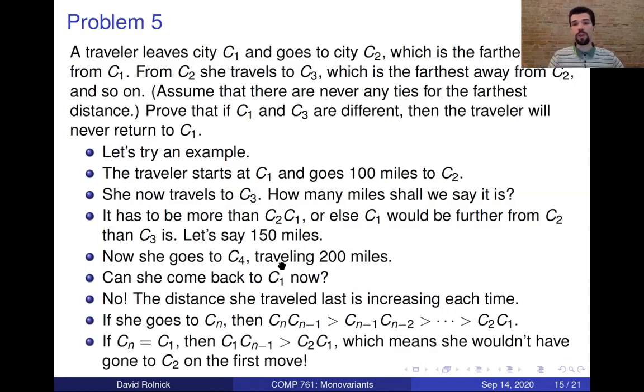But if she ever loops back, then C1 to Cn minus 1, the last distance she traveled, would be greater than C2 to C1, which means that she wouldn't have gone to C2 on the first move. She would have gone to Cn minus 1, or some city that was even further away.